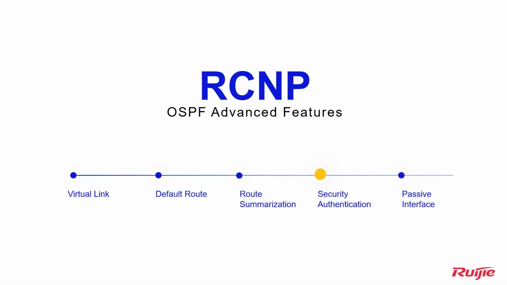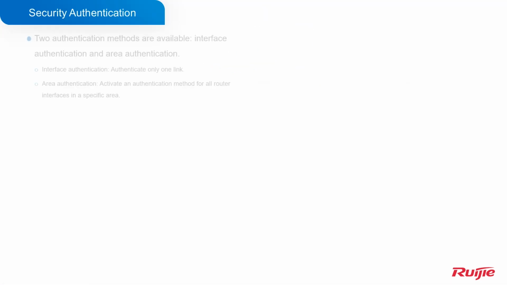Okay, today we will introduce the OSPF advanced features about security authentication. For security authentication, we provide two authentication methods: one is interface authentication, and the other is area authentication. The difference between these two methods is the range, right? The interface authentication functions on the interface, and the area authentication functions on the area.